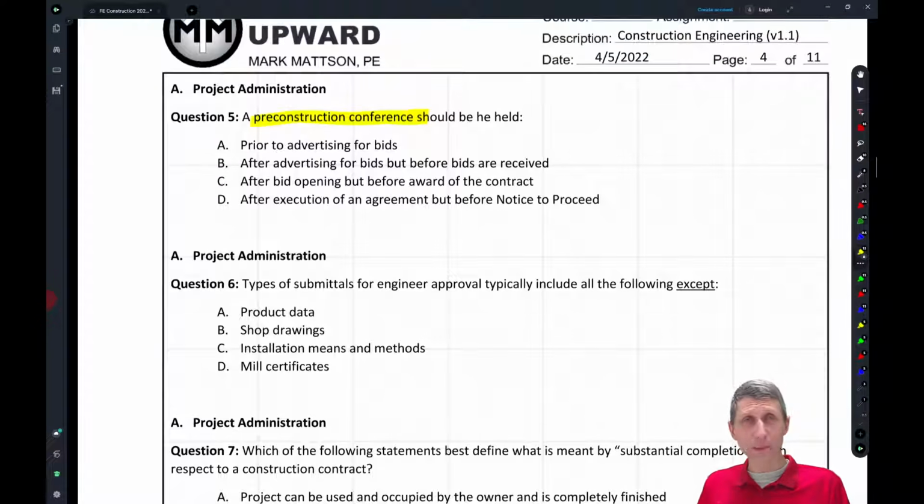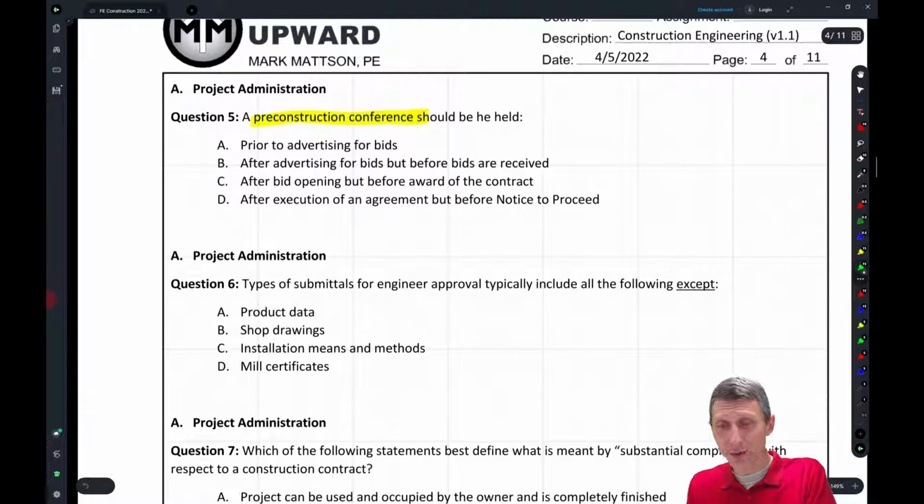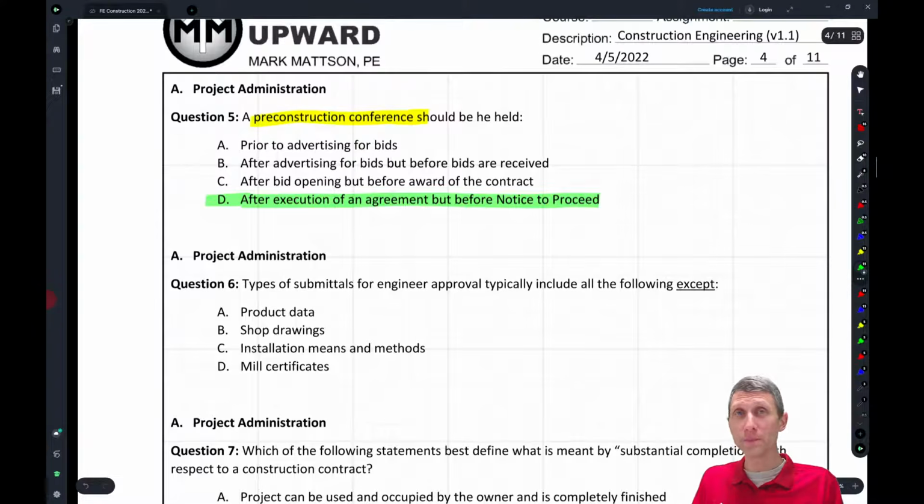But when are you talking about these things? You're talking about it with the actual contractor that's going to do the work, right? So the pre-construction conference is really going to be the one that you do after you execute the agreement, but before you give a notice to proceed, right? That's when you want to do this.